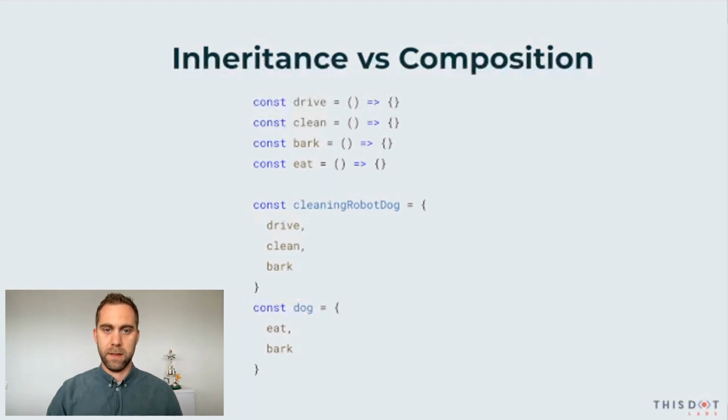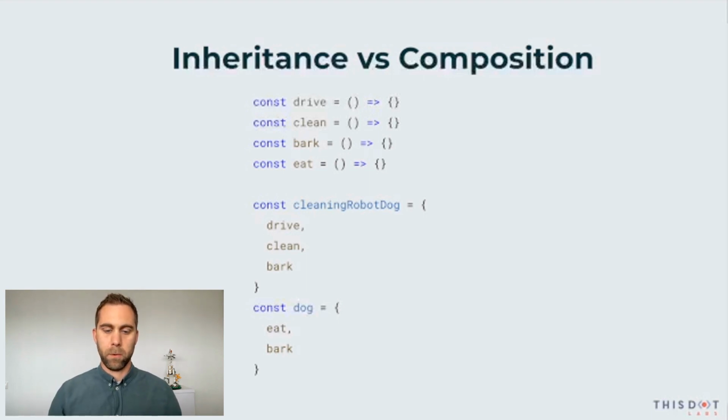I'm going to start off with inheritance versus composition, where we're going to have an example with dogs. So what do dogs typically do? They like to walk, they like to eat, they like to bark, they like to sleep. Those are 4 features, so to speak, that a dog can have. And what we want to build here is a normal dog, and we want to build a robot dog.